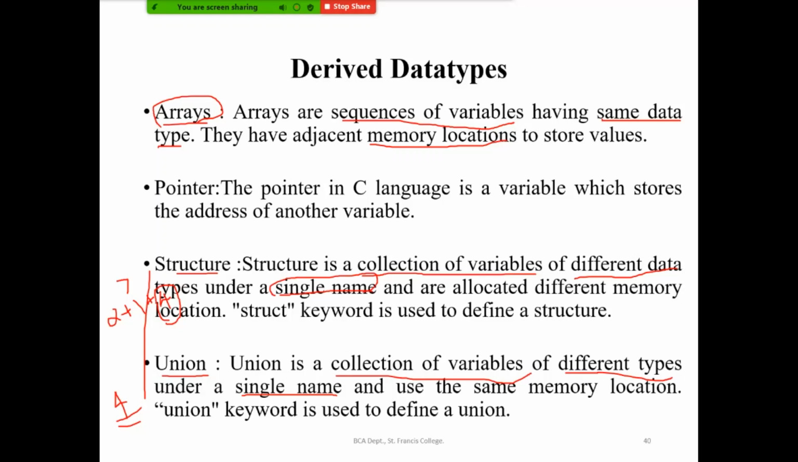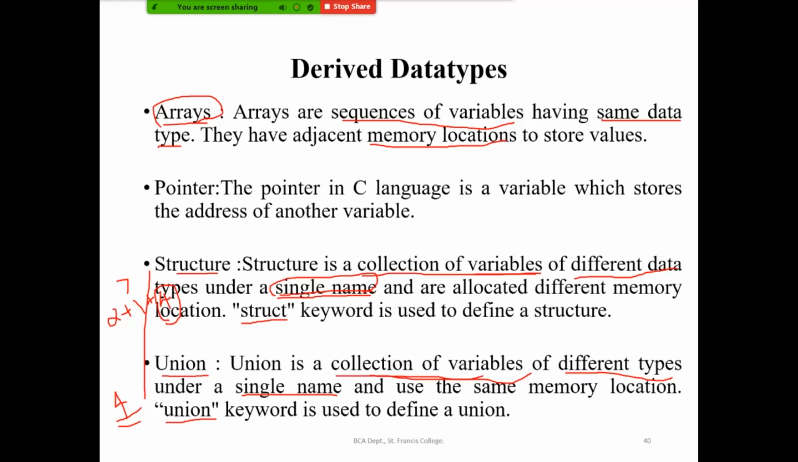The difference between structure and union is that in a structure the memory allocated will be the total number of bytes required for each of the variables declared under the structure, while in a union we allocate only the space required by the largest variable, and the same memory location is used by each of the variables in this collection. In structure, union, and also array, we refer to it using a single name. To declare a structure, we use the keyword struct, and to declare a union, we use the keyword union.